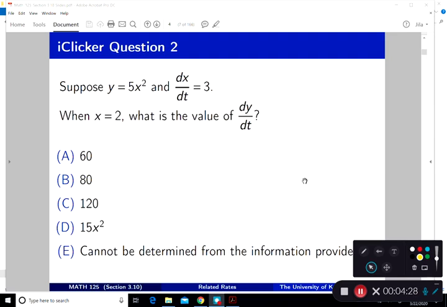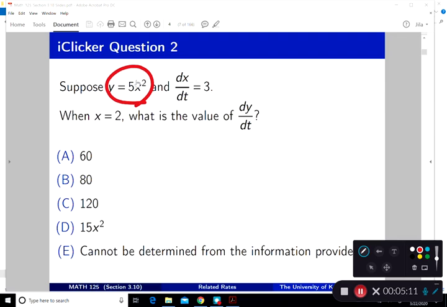I suggest pausing and thinking about this, and then coming back and watching my solution. I hope your pause was helpful. Now let's try to solve this. In the previous problem, we were just relating things the way it felt natural. Now they give us the rule of the function, which is how my variables are related to each other: y is equal to 5x squared. I'm trying to find the rate of change with respect to time, and both x and y are changing.